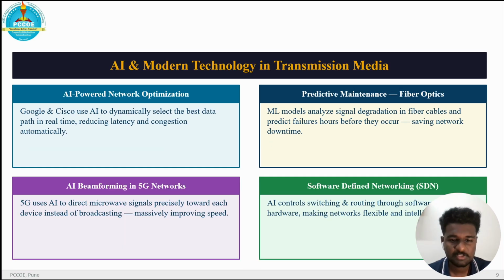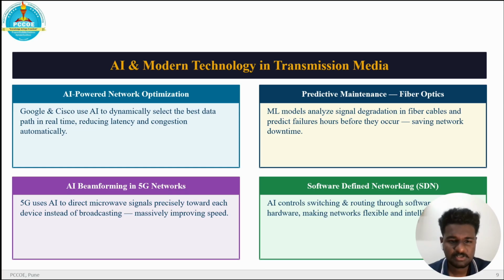This is where things get really exciting. The role of artificial intelligence in transmission media. AI powered network optimization. Companies like Google and Cisco use AI to dynamically select the best data path in real time, automatically reducing latency and network congestion.